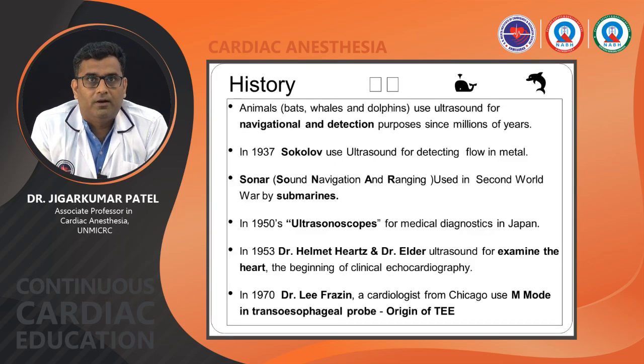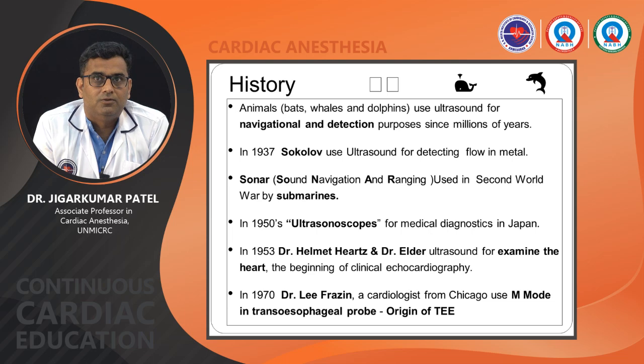Now, on the history of ultrasound, animals have used ultrasound for navigation and detection purposes for millions of years. But commercial use was first done in 1937 by Sokolov to detect flaws in metal. During the Second World War, sonar, which is short for sound navigation and ranging, was used by submarines to detect enemy ships. Later, in 1950, the ultrasonoscope was used for medical diagnosis in Japan.